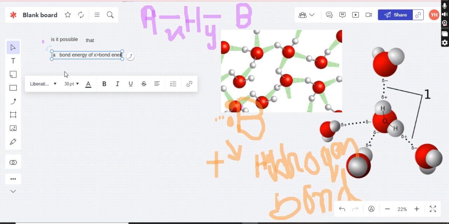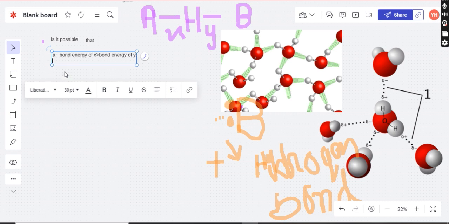I told you that a covalent bond is the stronger bond, the hydrogen bond is weaker, and van der Waals is weaker than hydrogen. So bond energy of Y is lower. It's a pretty obvious thing. Right, so let's deal with the other option. Is it possible that bond energy of X is equal to bond energy of Y?